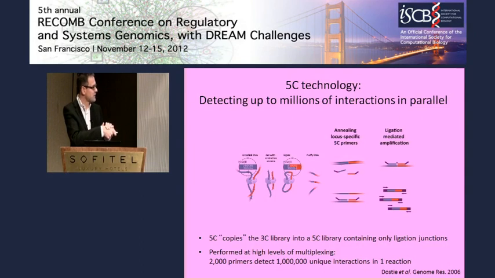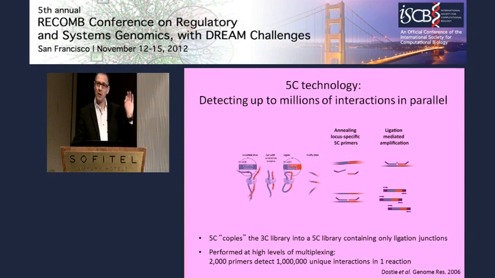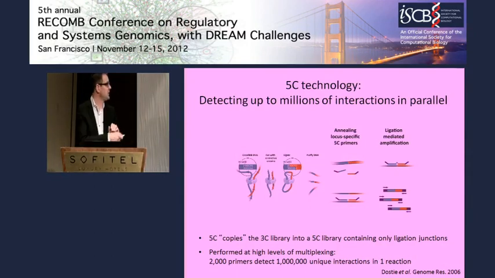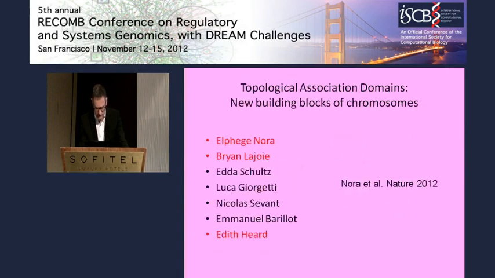The advantage of this method is you can mix thousands of these probes in a single tube, so you can multiplex it at very high levels, and then you can just deep sequence the resulting products. So for instance, if you're interested in long-range gene regulation, you can pick 1,000 genes and 1,000 enhancers. And in a single assay, you can map all the long-range interactions between these enhancers and these promoters.